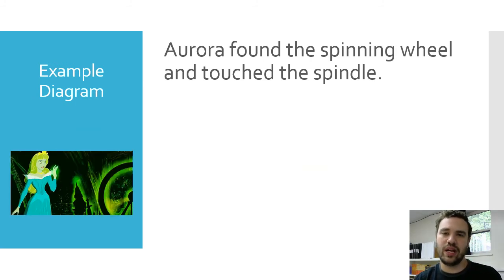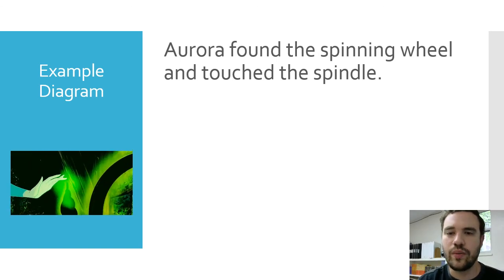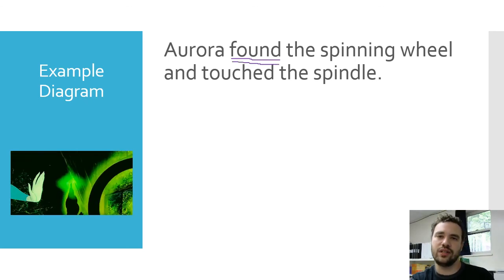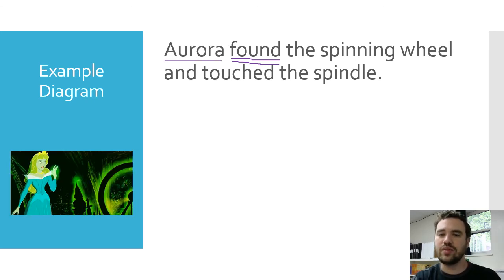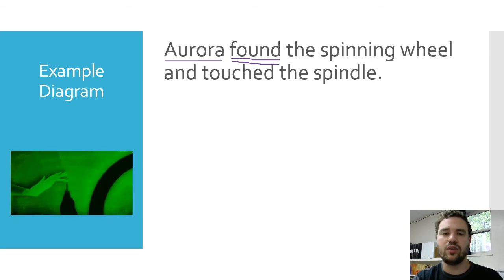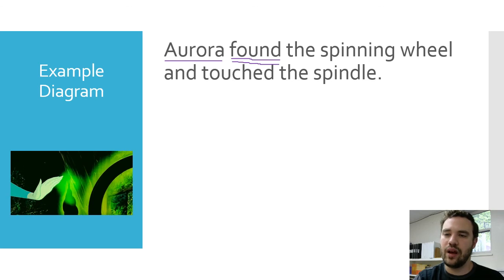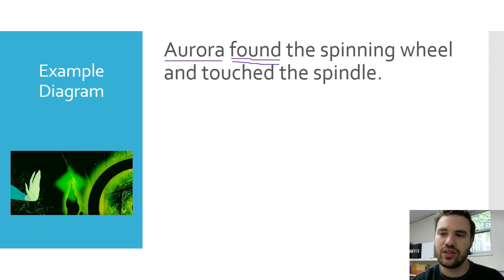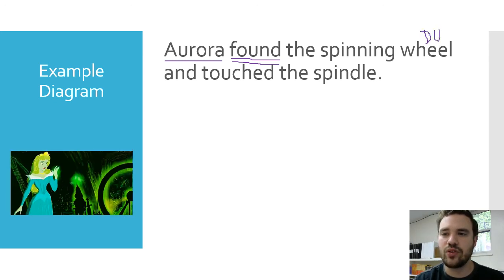Aurora found the spinning wheel and touched the spindle. All right, so we are first going to identify our first verb here, found. Well, who found? Aurora found. So Aurora is the subject and found is a verb. Aurora found what? Aurora found the spinning wheel. All right, now we're going to look at the simple direct objects. So we're just going to go for the word wheel because "the" and "spinning" are both describing the wheel, what kind of wheel.